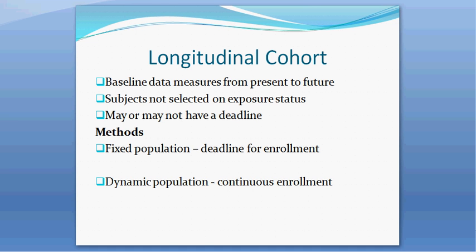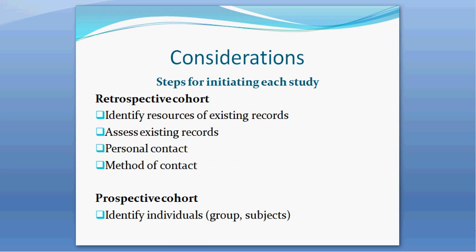There are a few things that need to be considered when conducting each of these studies. First, the retrospective cohort. First thing that needs to be done is to gain access to existing records. Sometimes this is done without any problem, but under certain circumstances, there are situations when the researcher has to make personal contact with individuals in order to get the data they need to conduct the study. In this situation, the researcher needs to determine what method would be used to contact the participant, and this could be done by phone, by letter, or by face-to-face interviews.